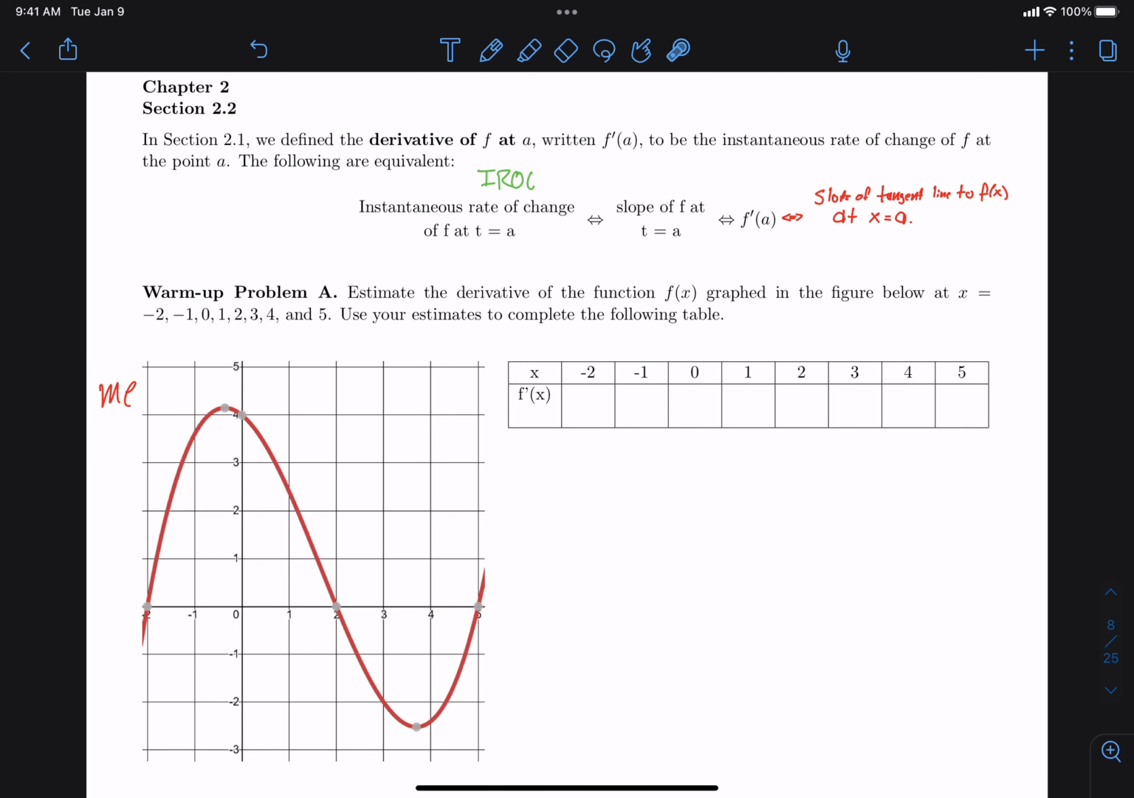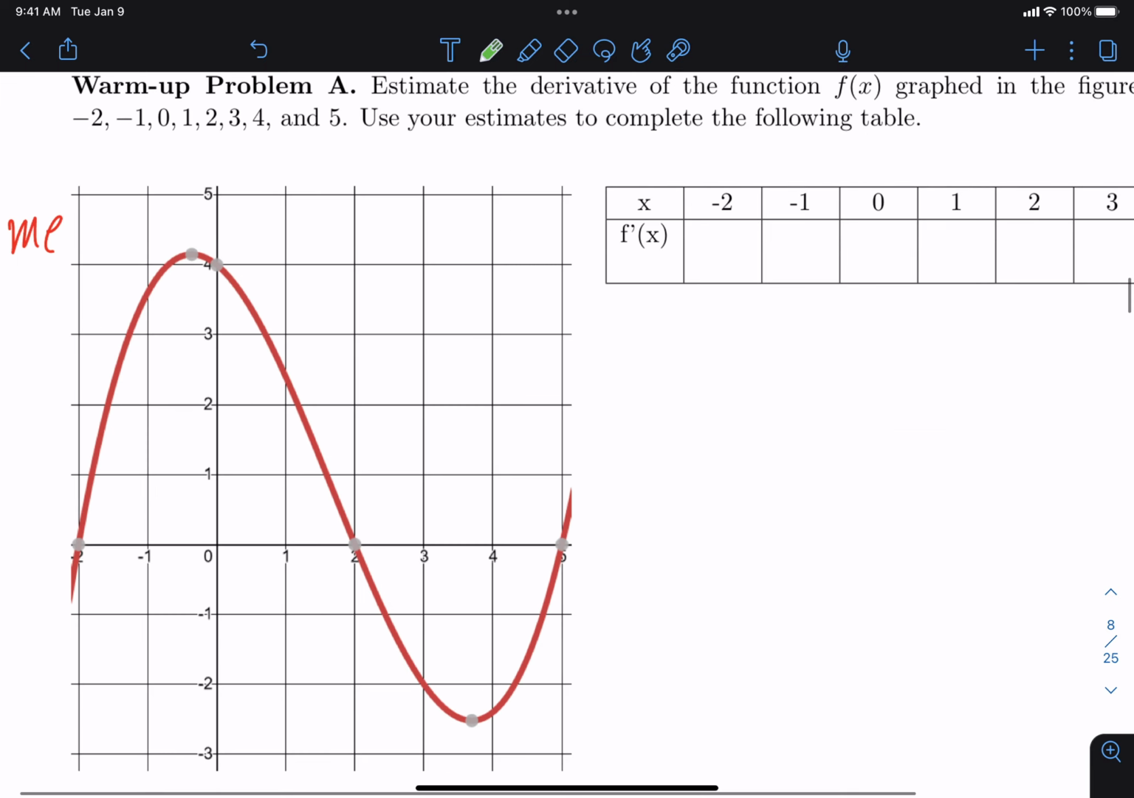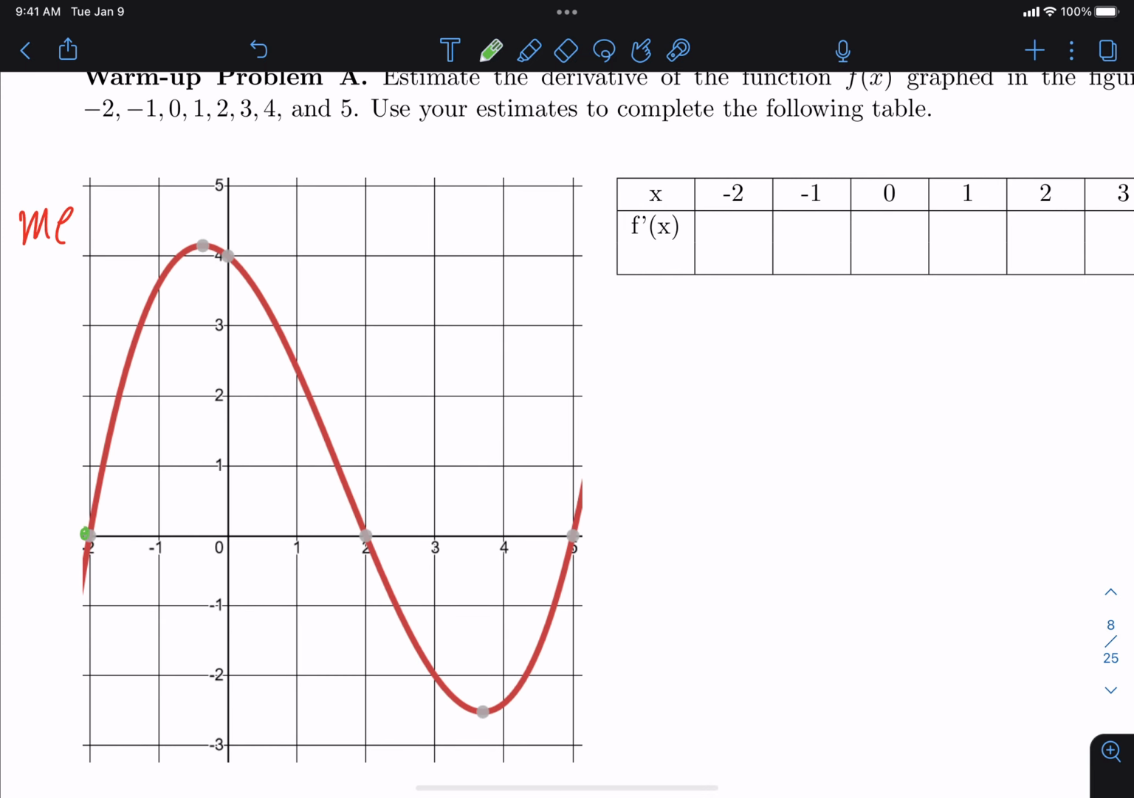Okay, so we're going to do a quick example here where we're going to make some estimations. At -2, -1, 0, 1, 2, 3, 4, 5, we're going to try to figure out what f prime of x is. So how do we do that? Well, we're going to try to make a picture of the tangent line. I would say this one probably looks something like that. That looks pretty good to me for the tangent line at -2.